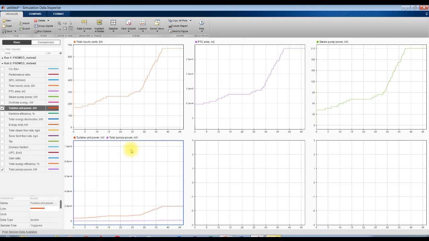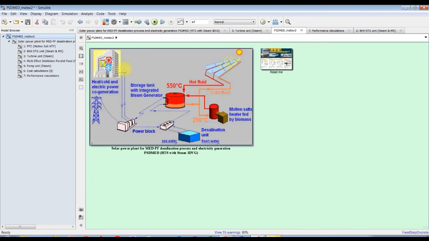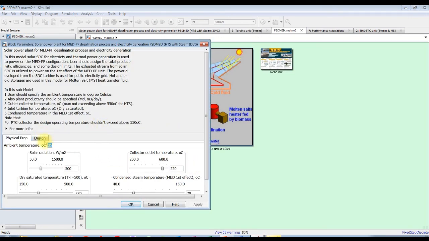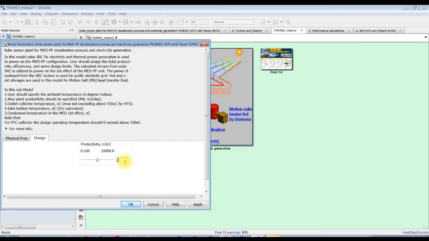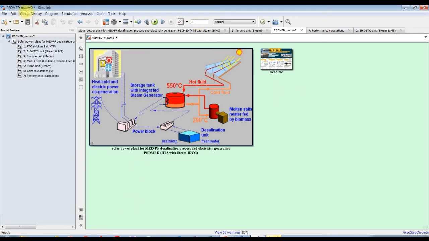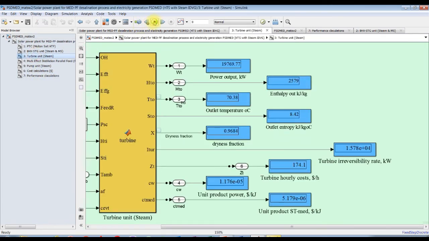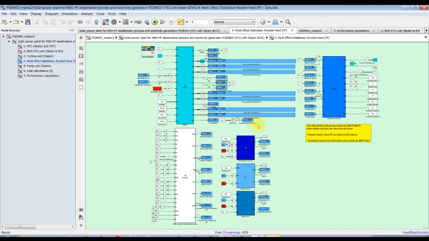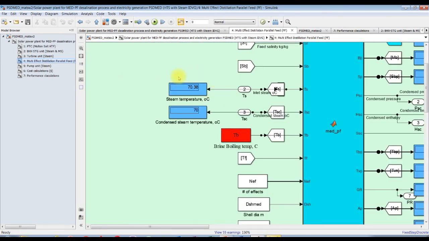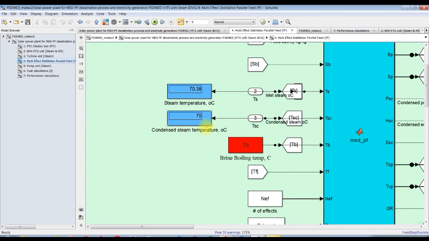I'm sure you can change temperature constraints, you can change the number of effects, you can change many parameters in order to discover the effect of such a change. Let's go for 250. I'm returning to the original case. Let's go for this. It's 250, almost 1 megawatt power, and this is steam temperature from the turbine, and this is condensed steam.